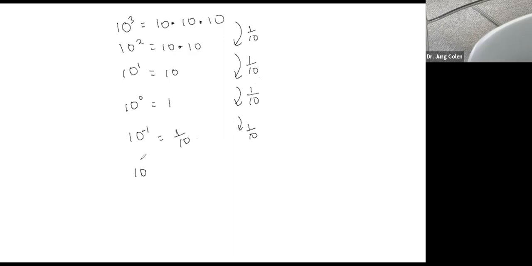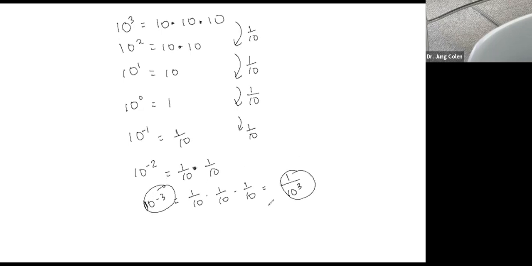Okay, subtract one more from negative 1 and we get negative 2. And you're going to multiply this by 1/10 again, right? So we have 1/10 times 1/10. Do you see the pattern? You can go backwards too, right? And the negative third power is 1/10 times 1/10 times 1/10, or 1/10 to the third power. So these are exactly the same thing. Make sense? Awesome.